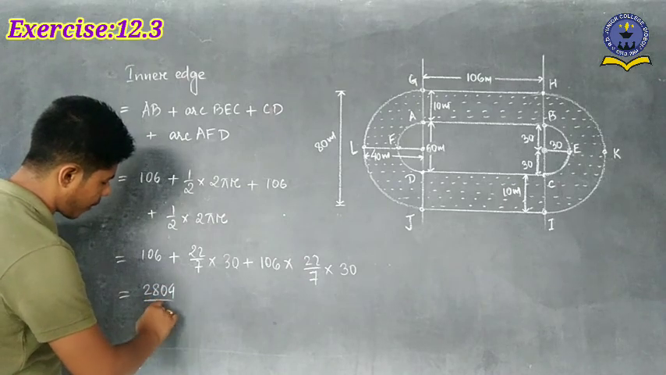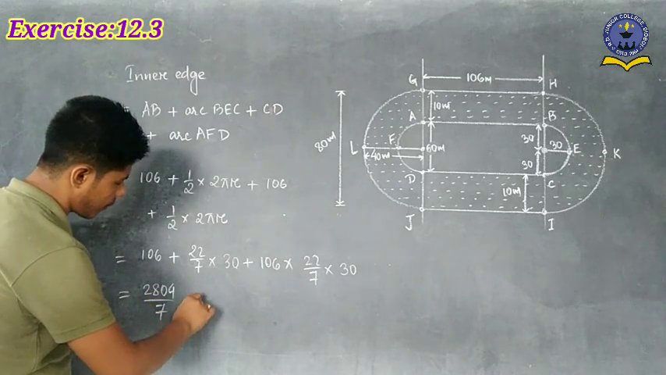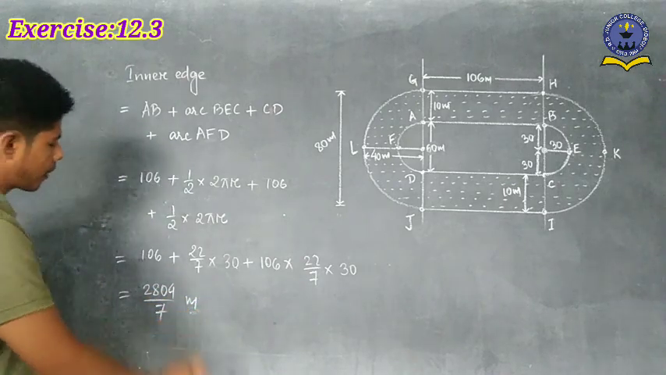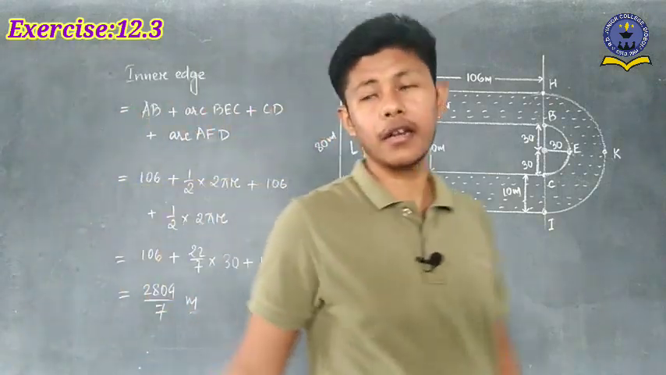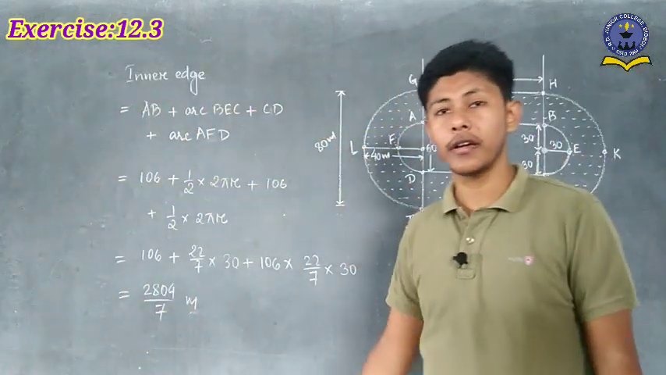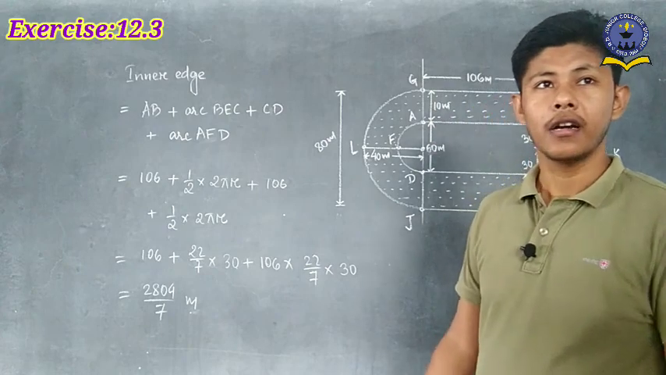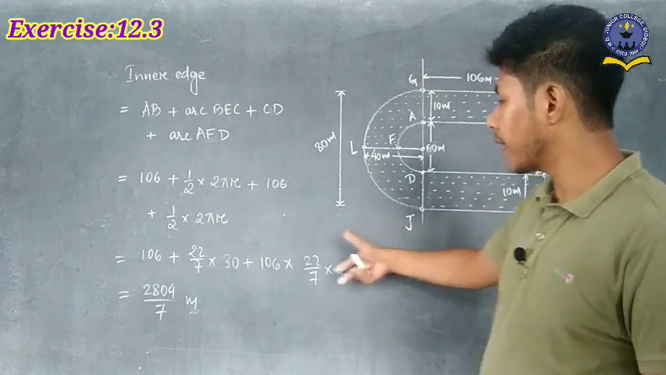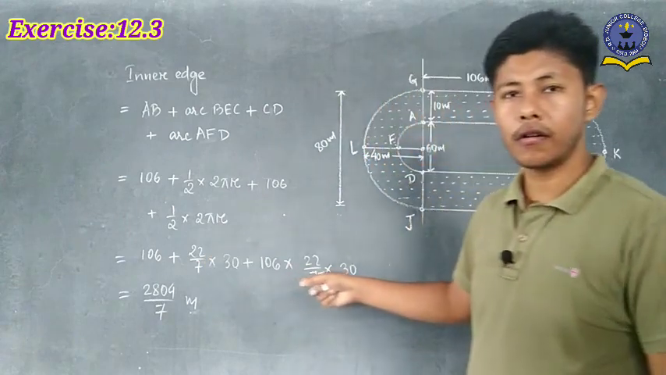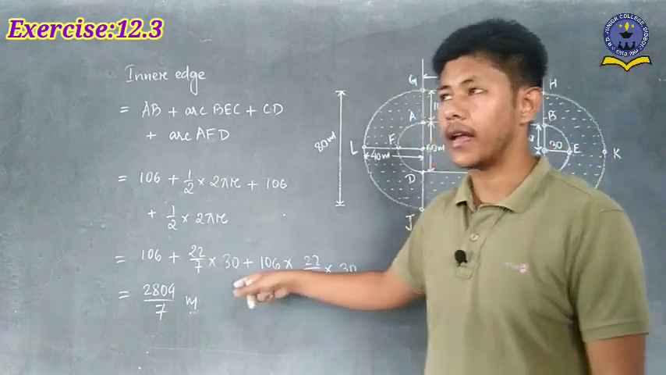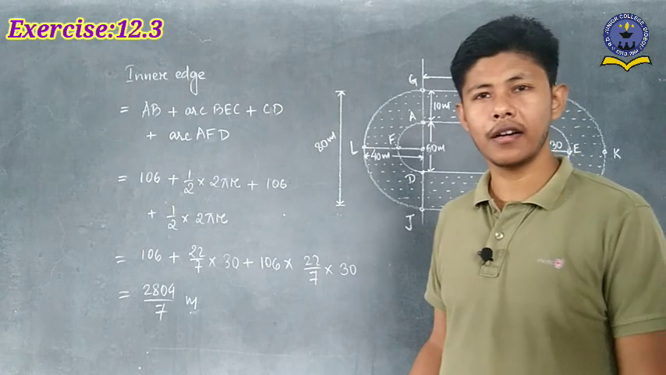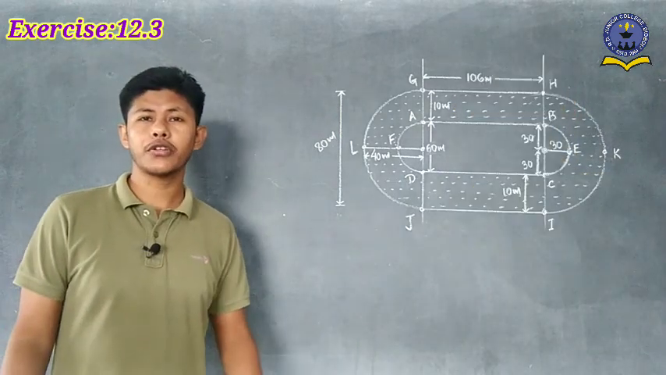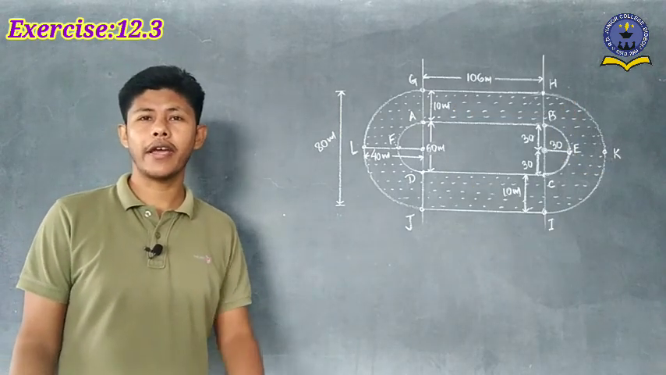So the final answer here we get is 2A04 divided by 7 meter. After calculating, if you get this answer, that means our process is correct. Is it clear? 2A04 divided by 7. I think we get this one from here. So one time you have to calculate it, and let's see what we get. Is it clear?